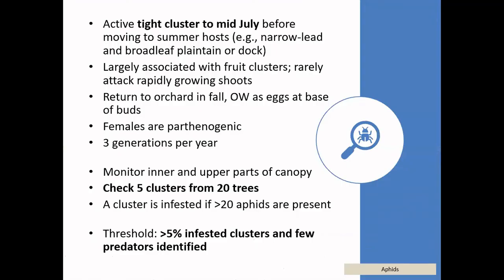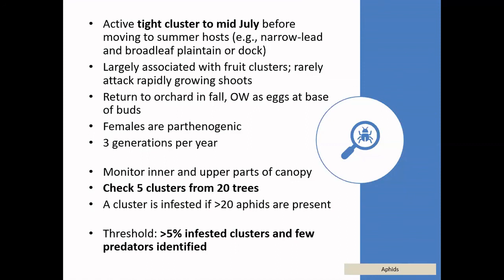Rosy apple aphid can be active quite early in the season, beginning around tight cluster, and continues until about midsummer, where it starts to move on to its summer hosts. Most of its activity is largely associated with fruit clusters, in particular areas where they're rather sheltered and slow drying. So looking in that inner and upper canopy is really ideal, and trying to check about 5 clusters from 20 trees during a regular scouting program.